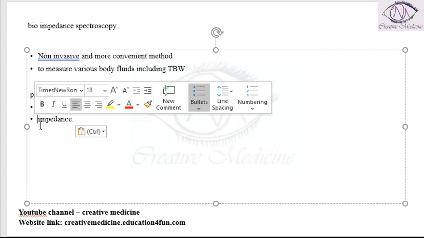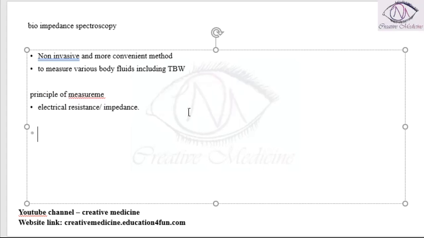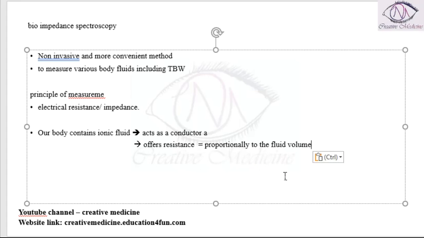So, what does this mean? This means that according to this principle, our body contains an ionic fluid, and this ionic fluid will act as a conductor. Okay, this ionic fluid acts as a conductor, and one more thing, it also offers a resistance, and this resistance is proportional to the fluid volume.